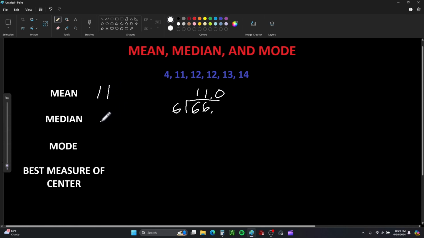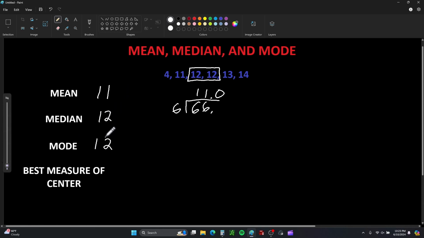Next thing I want to do is find the median. So I'm looking for the middle number. There's an even number of numbers, so I look at the two middle numbers. They're both 12. So if I add them up, I get 24 and divide by 2, I get 12. So the median is 12. Not very different here. And then the mode. The mode is the number that repeats.